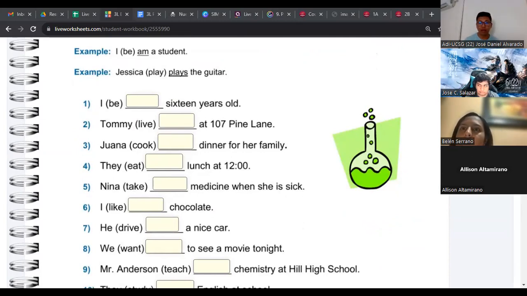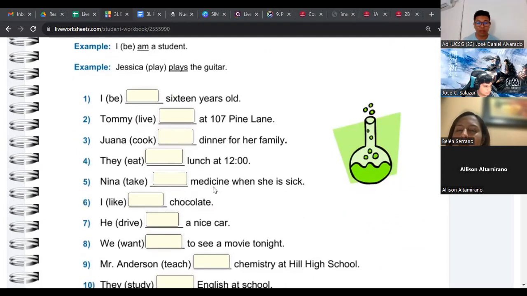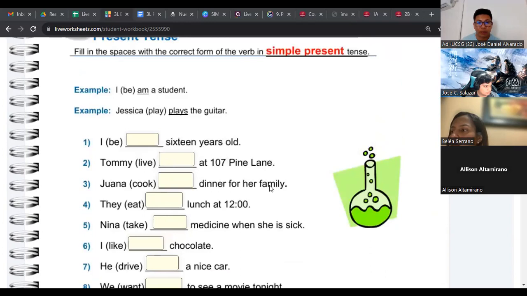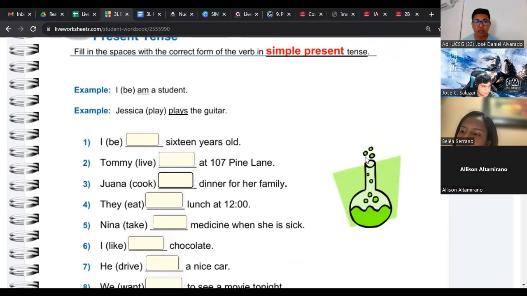Now, we are going to have 7 minutes for this activity. Cuando ya hayan ingresado, por favor me ponen en el chat, I'm in, so that I know that you have started working on Live Worksheets. So if you have any questions, please let me know. Or if you have any problems with the platform.